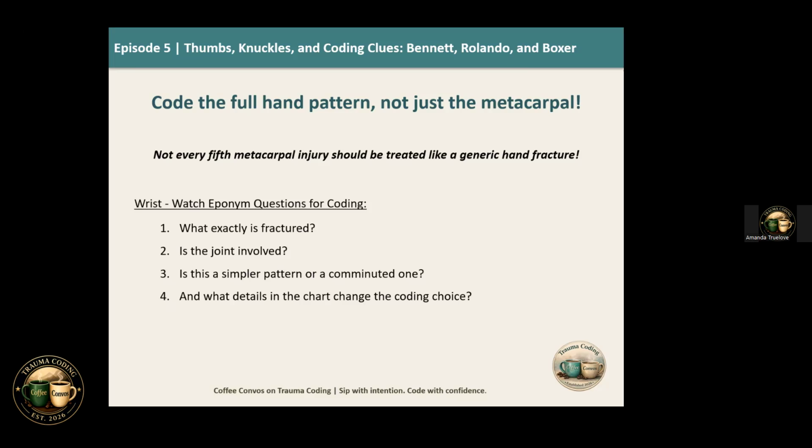Take a sip and take a note. Do not code the hand injury by bone name alone. Code the pattern, the joint involvement, and the fracture complexity.